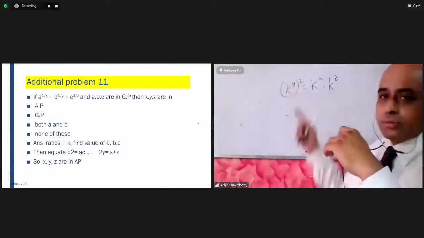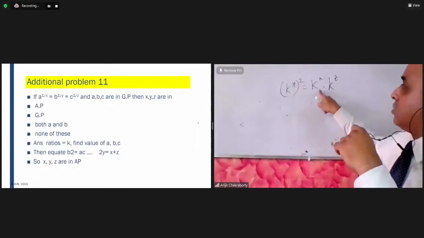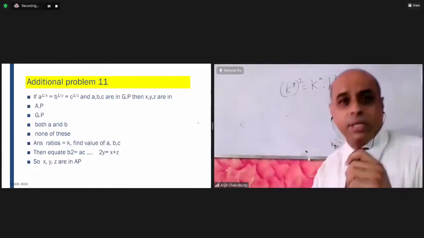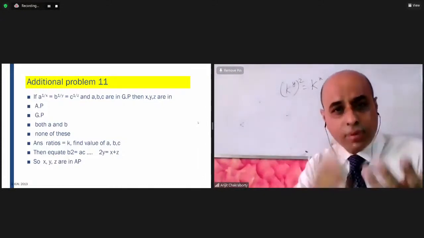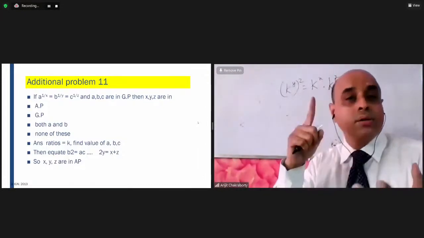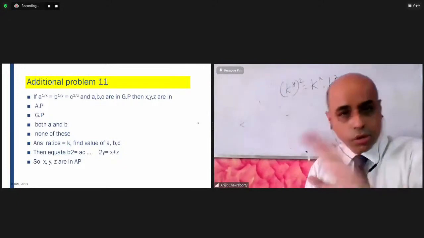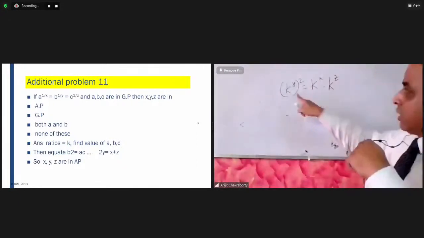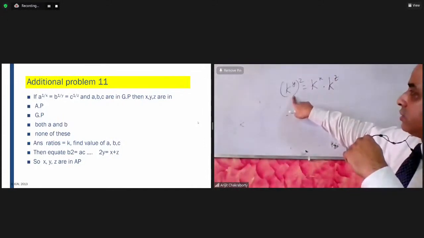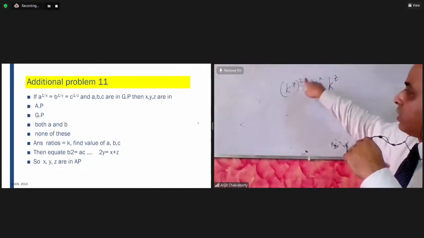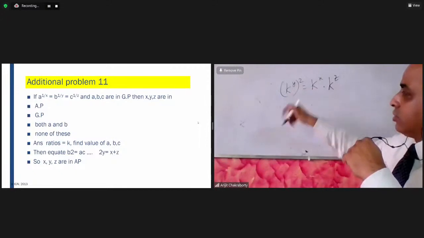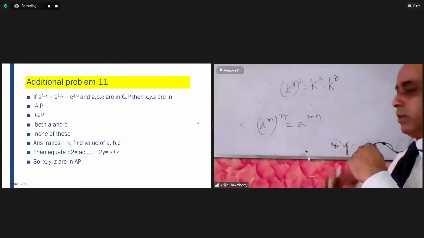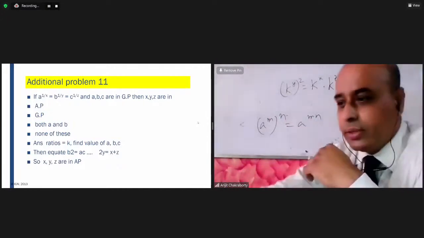Okay, so k to the power y square is equal to k to the power x into k to the power z. This question I have taken specifically because it's a combination of AP, GP, and indices. One of the most beautiful questions, and at the same time one of the toughest. Now if you can understand this, b square equal to AC, k to the power 2y. You know that a to the power m to the power n equals a to the power mn. This is indices, okay? This you know.